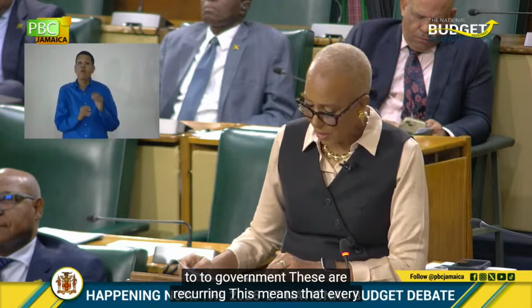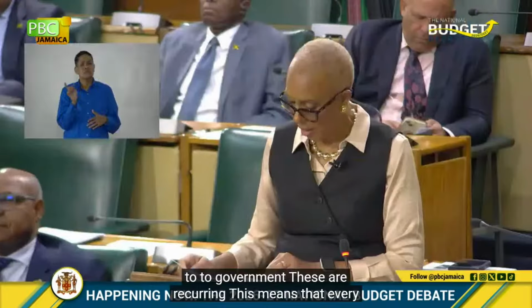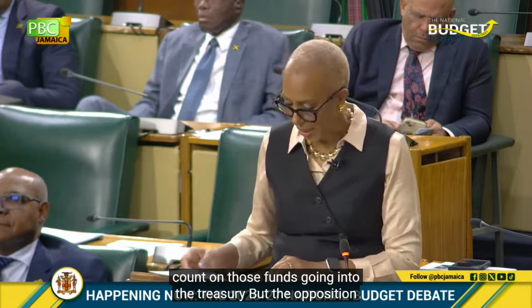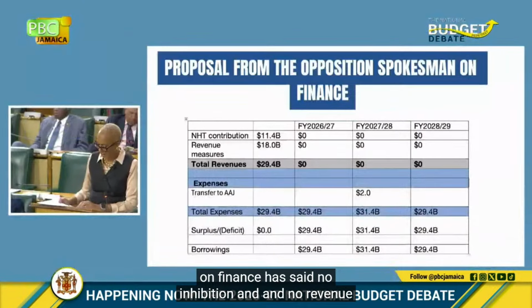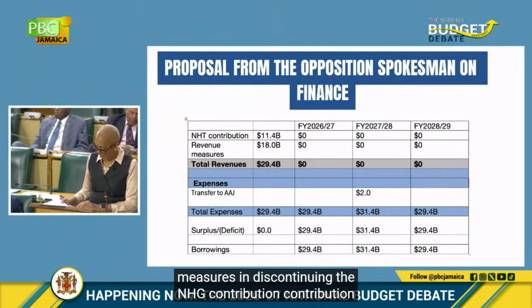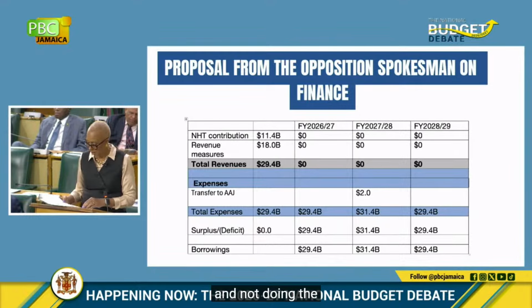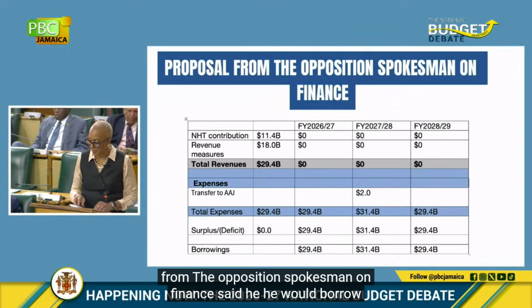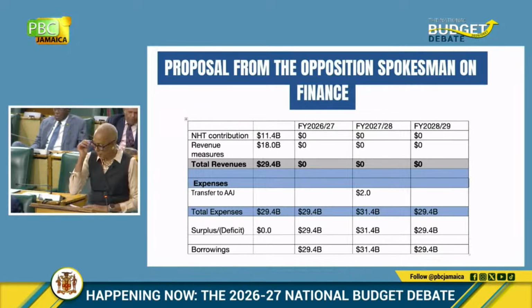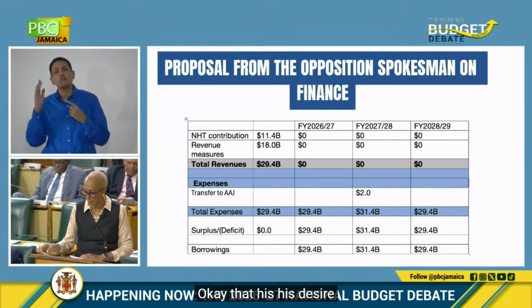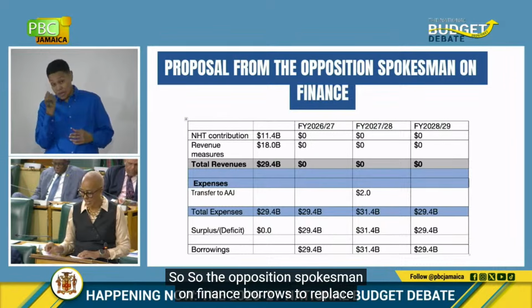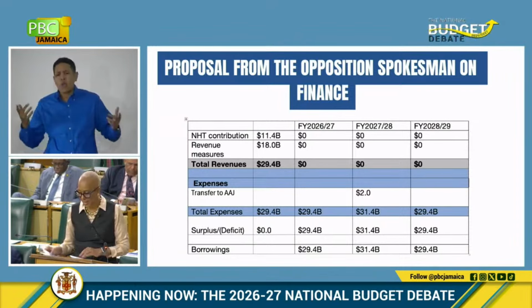But the opposition spokesman on finance has said no NHT contribution and no revenue measures. In discontinuing the NHT contribution and not doing the revenue measures, I ask, where would the money come from? The opposition spokesman on finance said he would borrow. Okay, that's his desire. So the opposition spokesman on finance borrows to replace the NHT contribution and the revenue measure in the upcoming fiscal year. What happens in the next fiscal year?